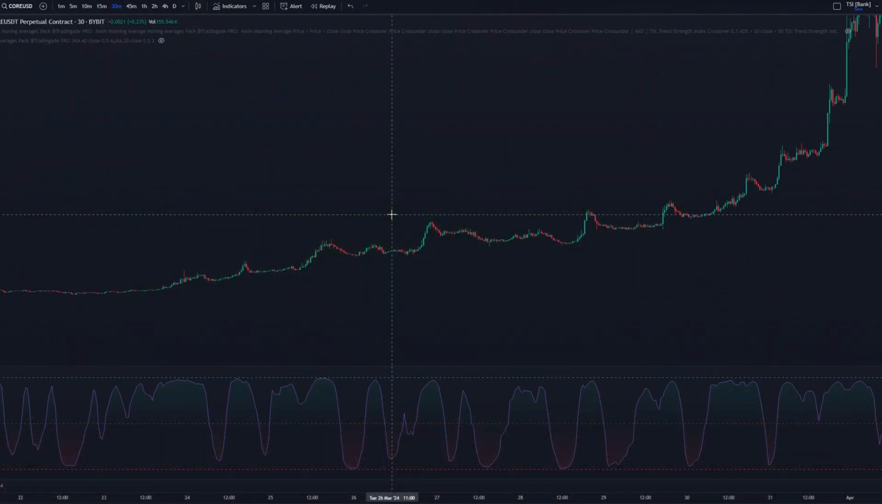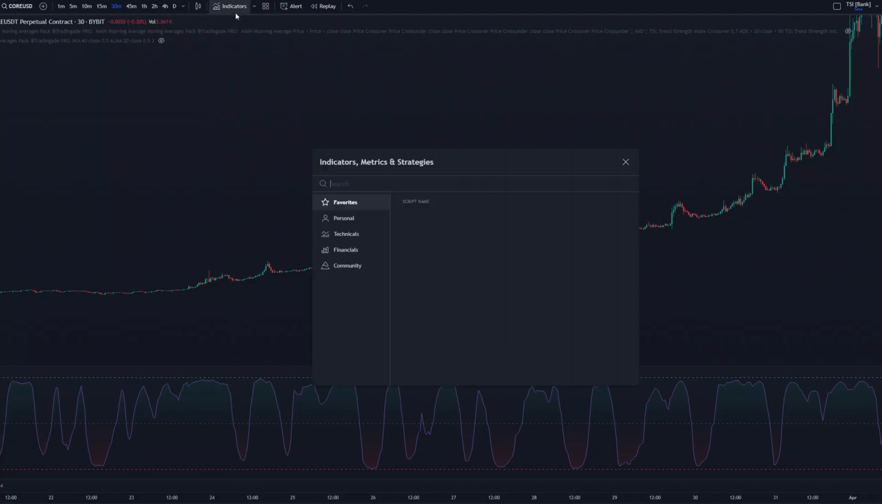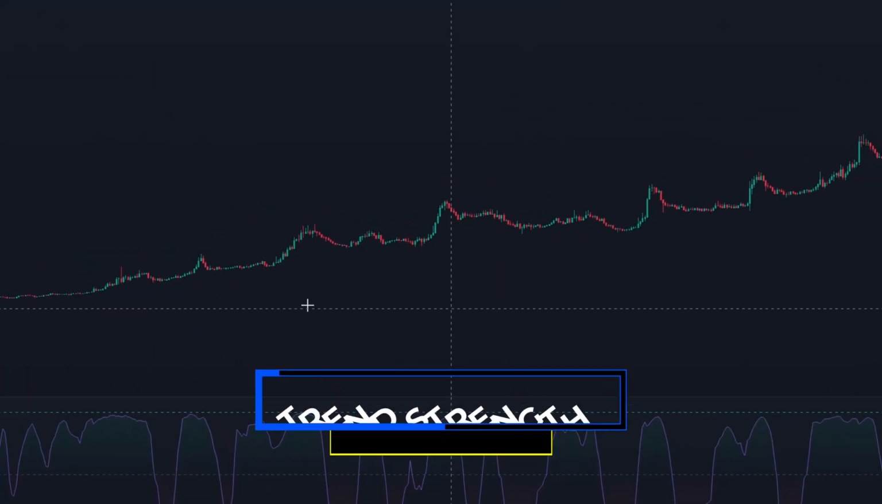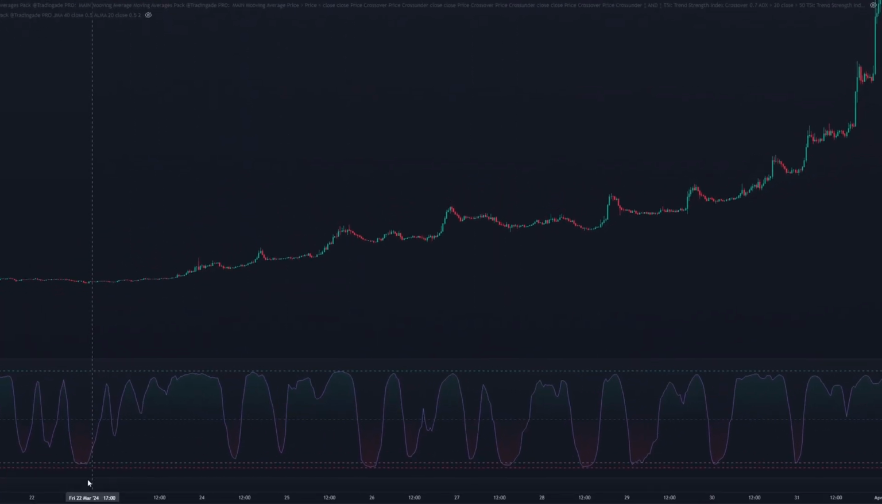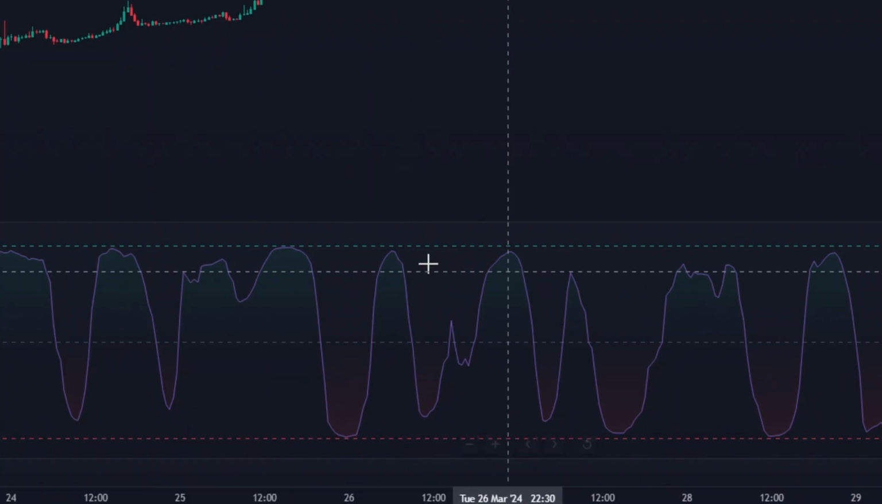Today we're gonna see a simple trading strategy based on a new built-in indicator from TradingView, really useful for detecting trend directions. In order to load this indicator onto the chart, open the indicator section and type Trend Strength Index and open this one. I have already loaded it onto the chart and as you can see it's an oscillator that ranges between -1 and 1.